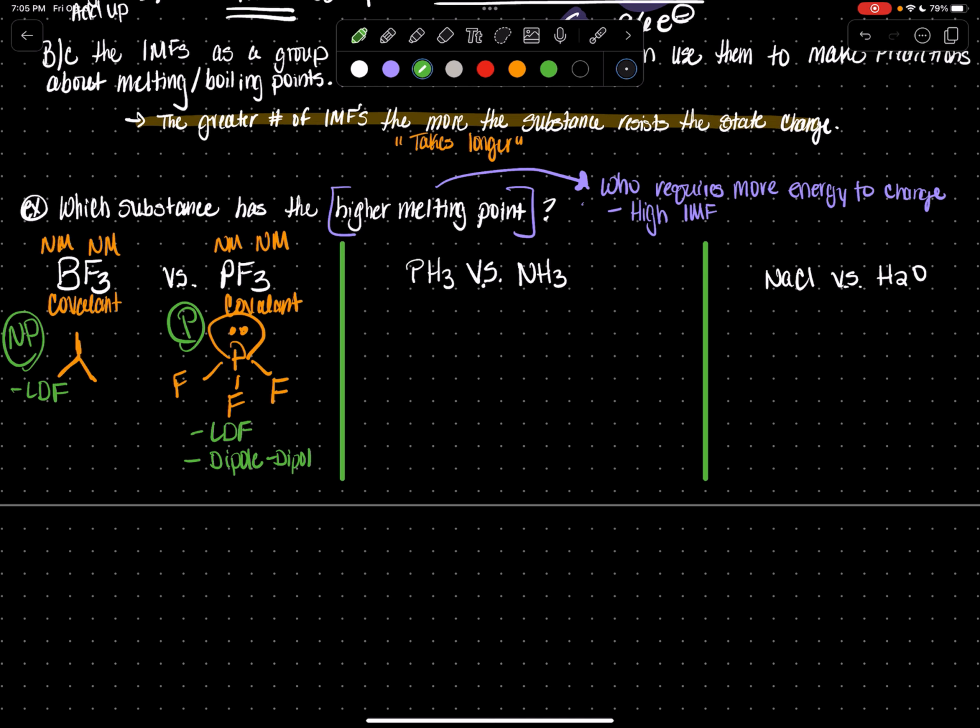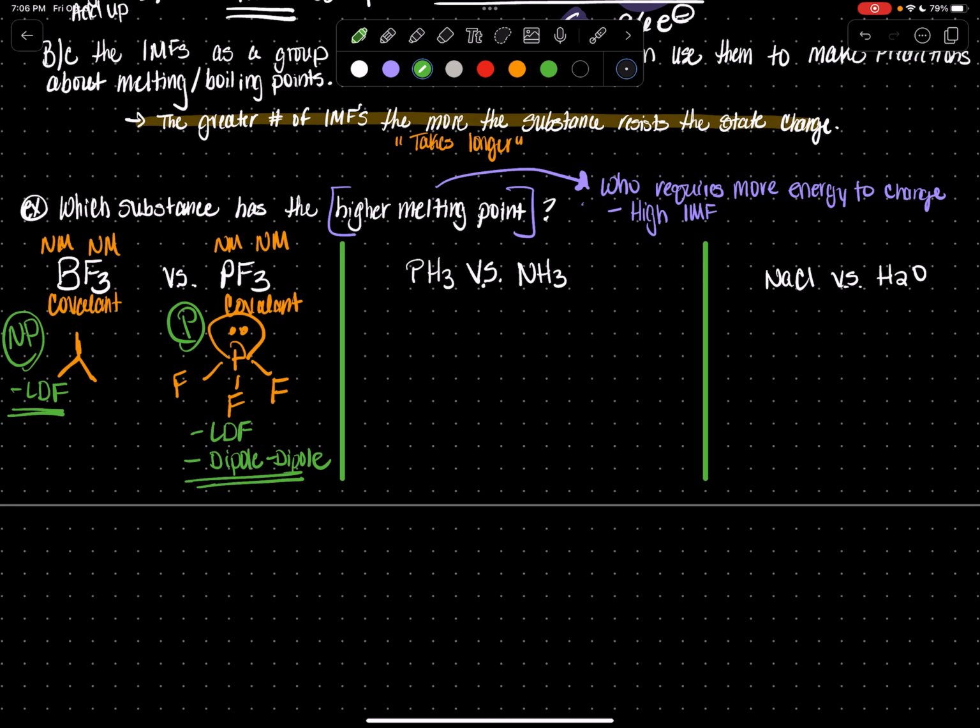Particularly, what kind of dipole-dipole moments? Do we see any hydrogen bondings? I don't, because I don't see any hydrogens. So who would have a higher melting point? You can tell already. Who has more overall intermolecular forces? PF3. But now let's not discredit London dispersion forces, because a lot of a little makes an impact.